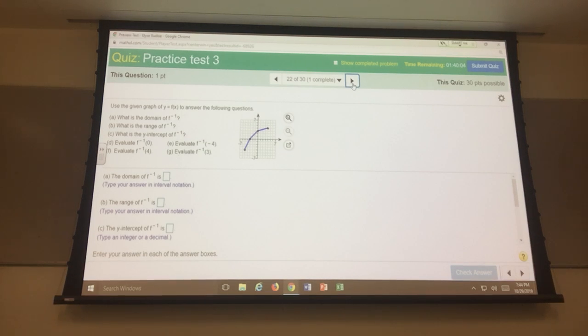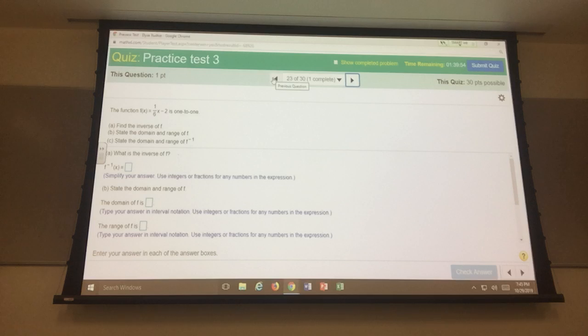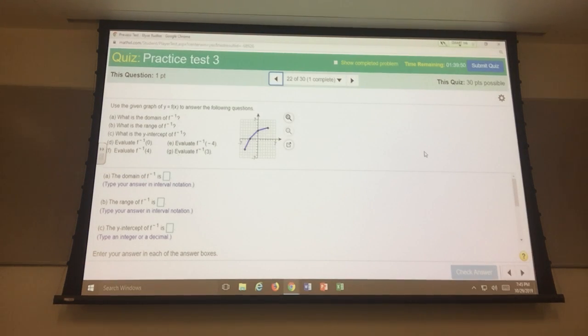We good on this? We did quite a few of these on Thursday. So we're good? Not good? You want me to do it? I have a question. For the inverse, it's like whatever y is, it's x. Yes. So they just flip.